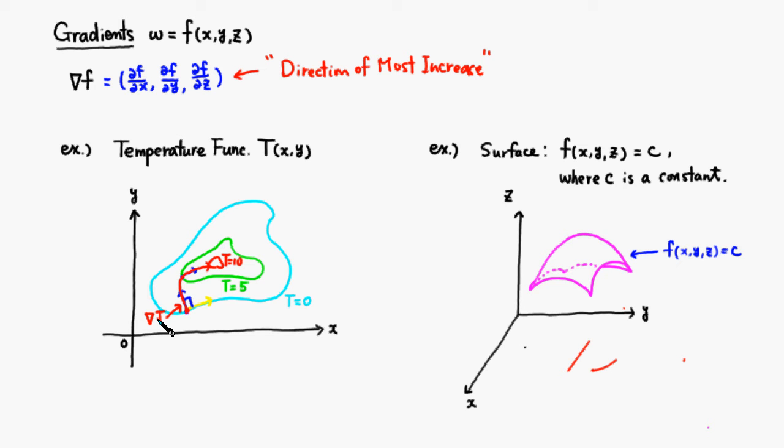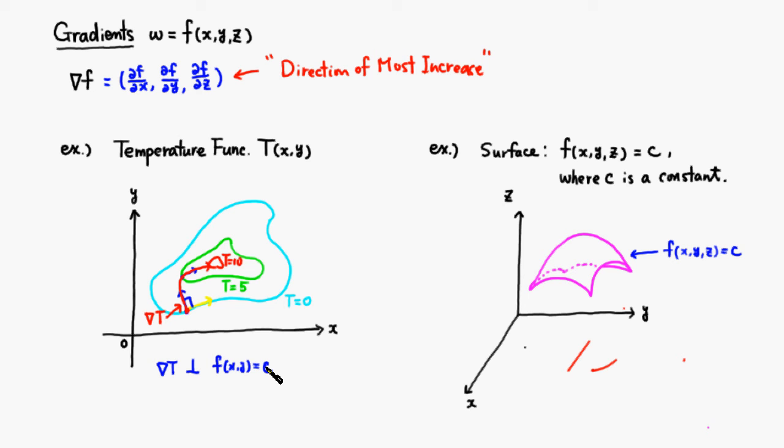So you can see that the gradient is always perpendicular to the isothermal curve. Here maybe I should say the gradient of T is perpendicular to the isothermal curve, x comma y equal to some kind of constant there. In a three-dimensional case, it is the same.